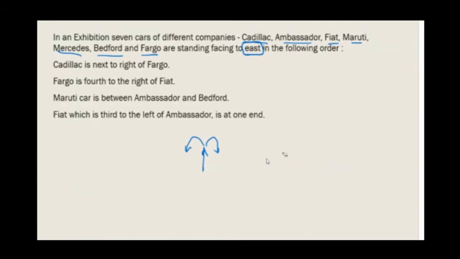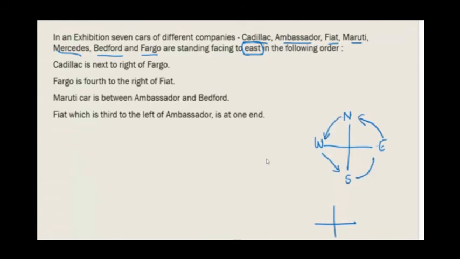What can help you with respect to this is a compass: north, south, east, west. I request you to rotate this compass. When we rotate the compass, your east comes here, your north comes here, your west comes here, and your south comes here. Now, if I take my east here, my north will be here, my south here, and my west here. By this, I can say that all of them are facing east. So, 7 different cars, I can easily take 1, 2, 3, 4, 5, 6, and 7.